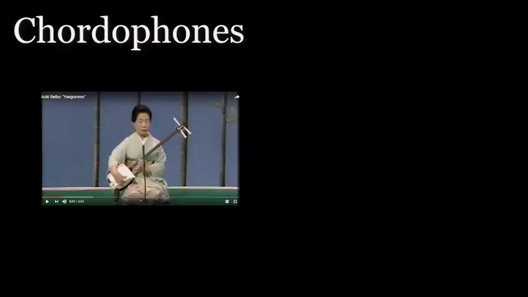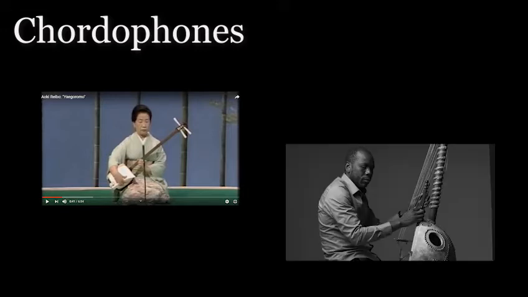The third category is chordophones. Again, it's there in the name. These are string instruments in which strings are made to vibrate, and that's what creates the sound. So the shamisen from Japan, it's a string instrument classified as a chordophone. The kora, which is an African instrument that you're going to learn about, is also classified as a chordophone.